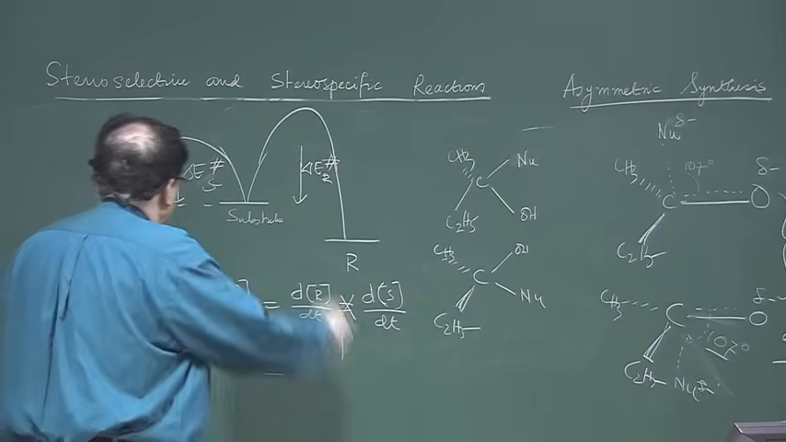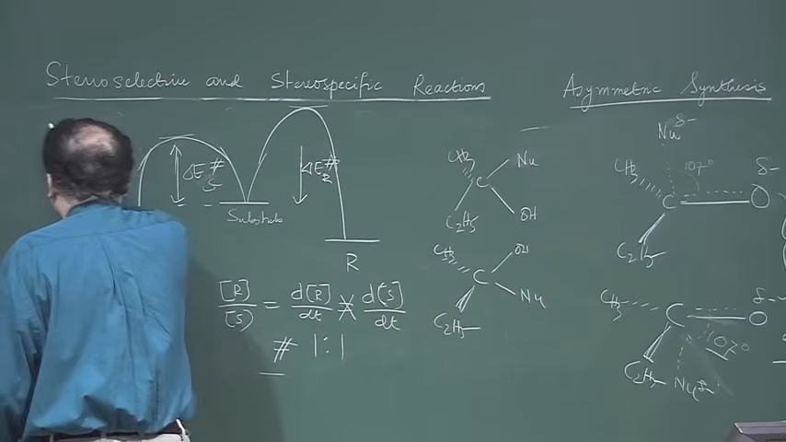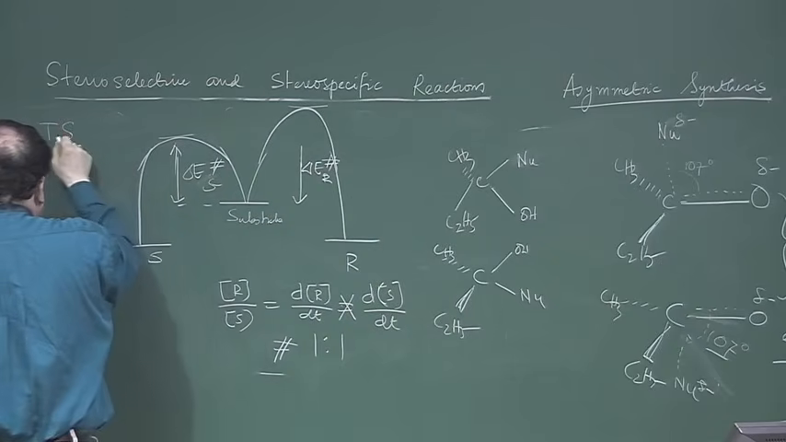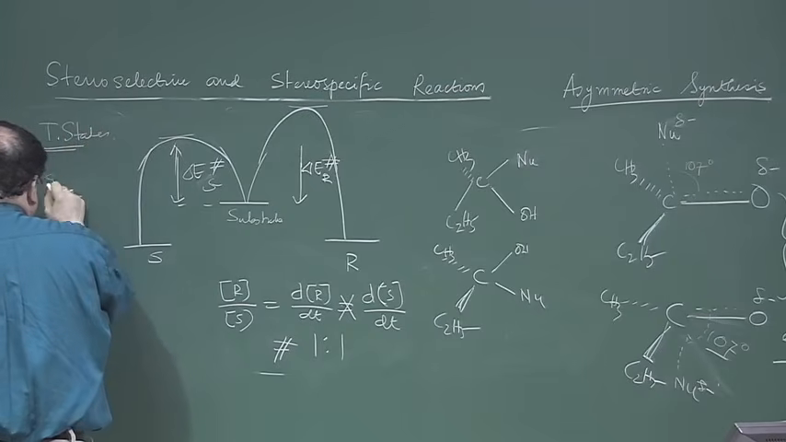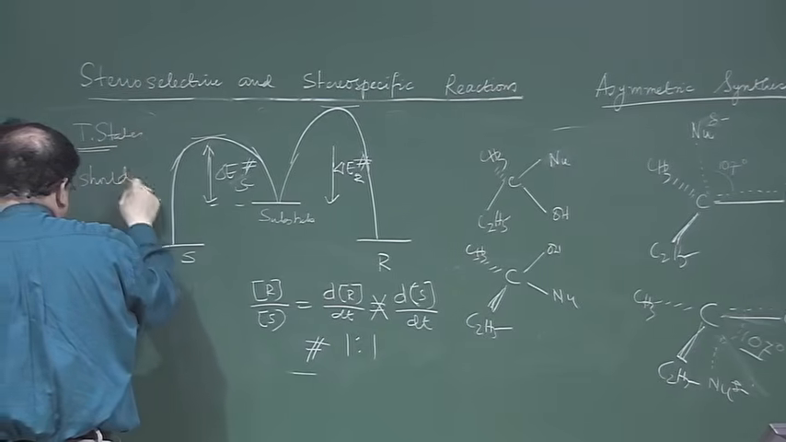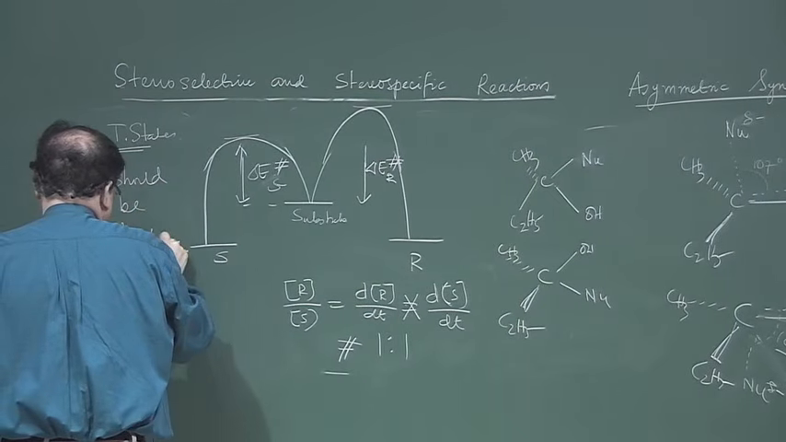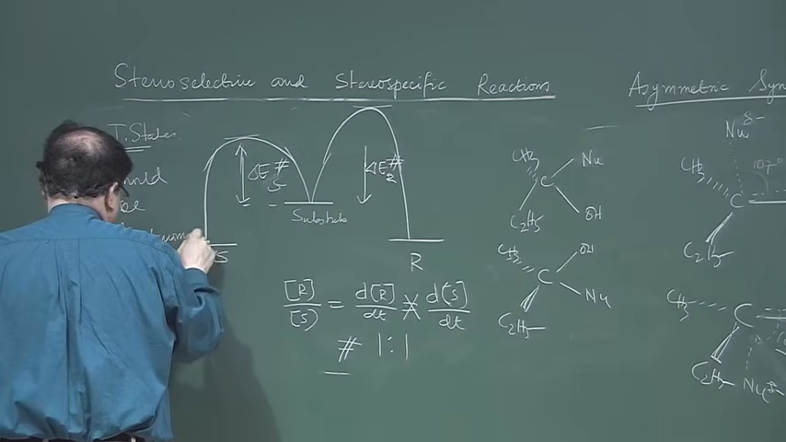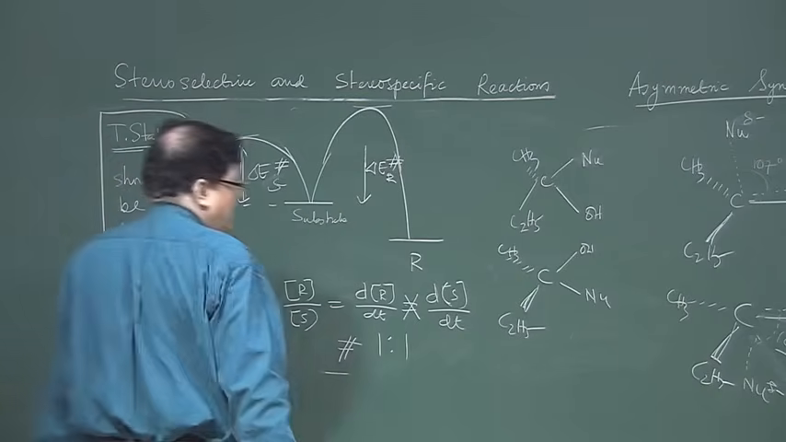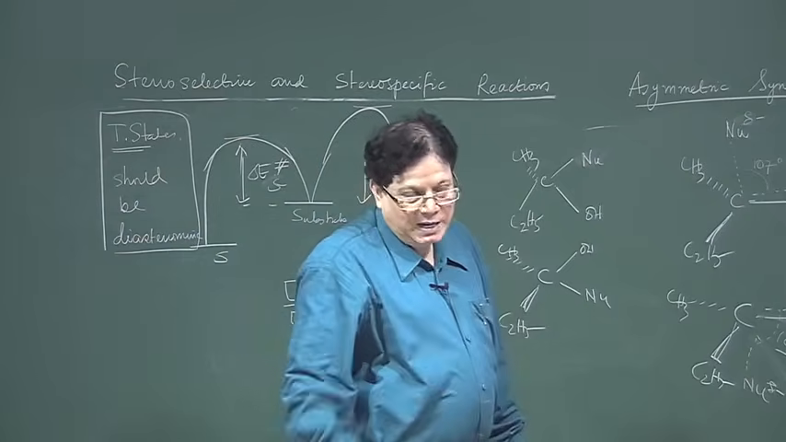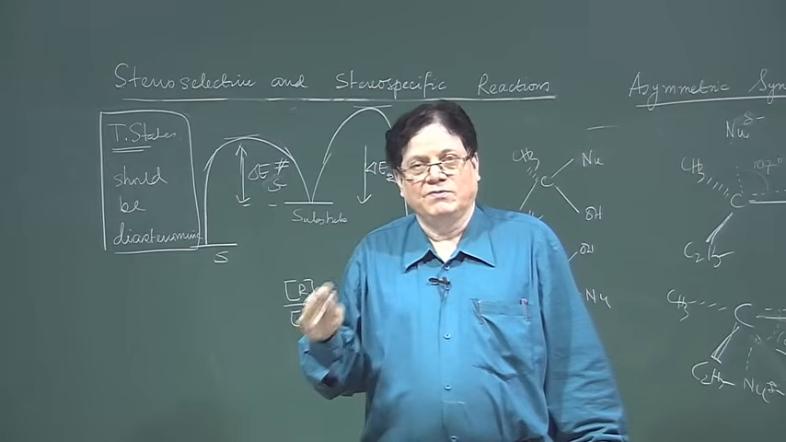So, to achieve asymmetric synthesis, the rule of thumb is that the transition states should be diastereomeric. Then only you can have an asymmetric synthesis, because then only the rate of formation of one compound over the other will be different.